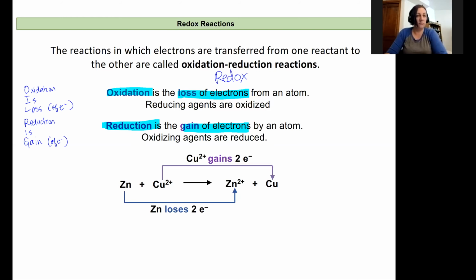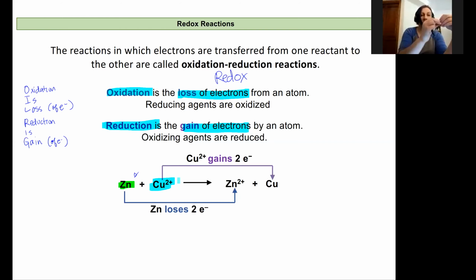So we have a simple example here. We've got a zinc atom that's in its elemental state, so it has a charge of 0 or an oxidation state of 0. And we have copper plus 2, which is in the plus 2 state. It's an ion, a cation. And we'll see a redox reaction occur where electrons flow from the zinc to the copper.